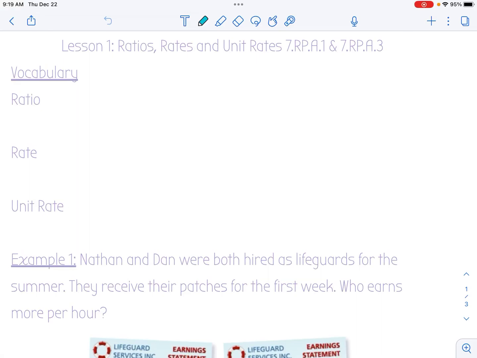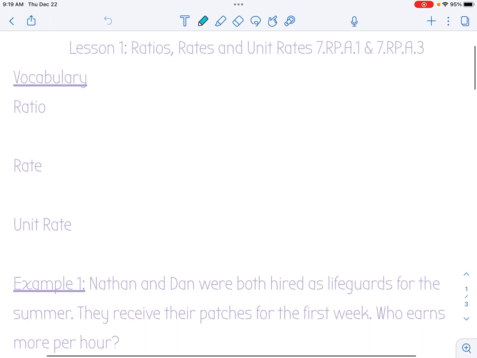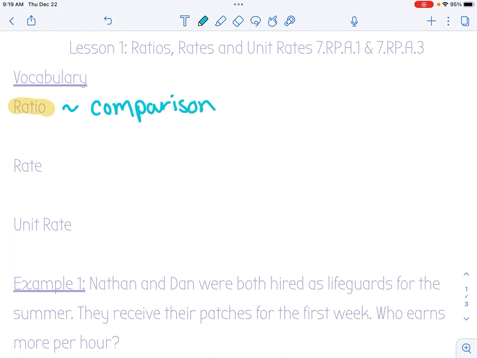In this video, we're going to be talking about ratios, rates, and unit rates. So our vocab terms here, the first term that we need to know is what a ratio actually is. A ratio is a comparison of two values.